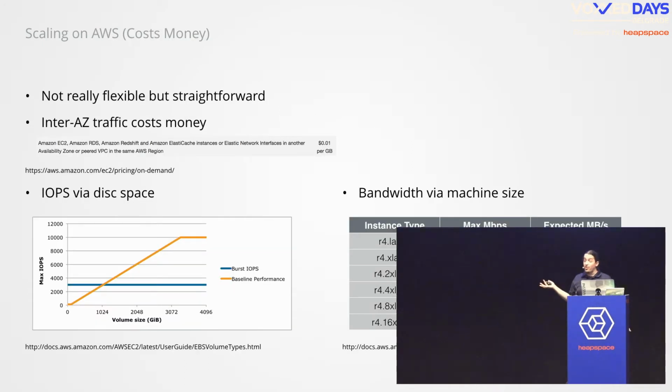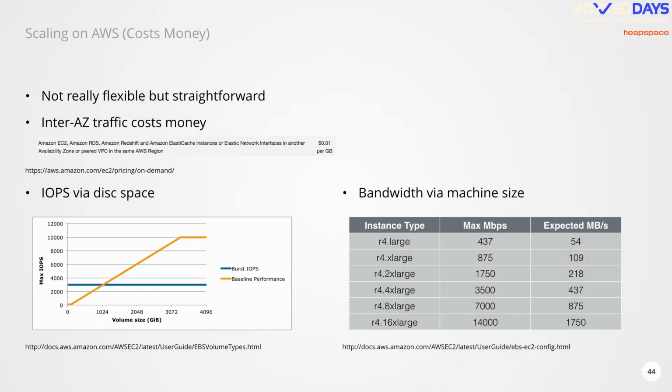Scaling on Amazon is also very awesome because it's super straightforward to do. But the problem is it's not really flexible. I heard that on Google you have way more options to customize your machines. In Amazon, quite often it's double or nothing.